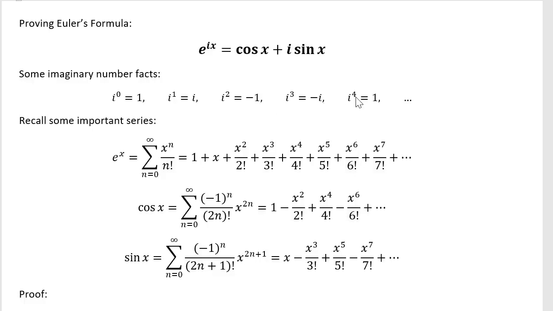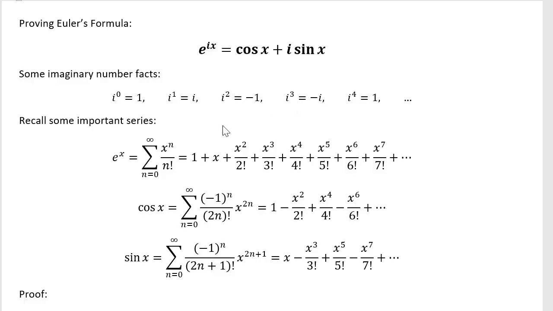And then i to the fourth, we can look at that as i squared times i squared, so that's negative 1 times negative 1, that's positive 1. And then we can go i to the fifth, which is 1 times i, so that's like i to the first. We can go i to the sixth, that's like i to the fourth times i squared, so that's 1 times negative 1, so that's negative 1.